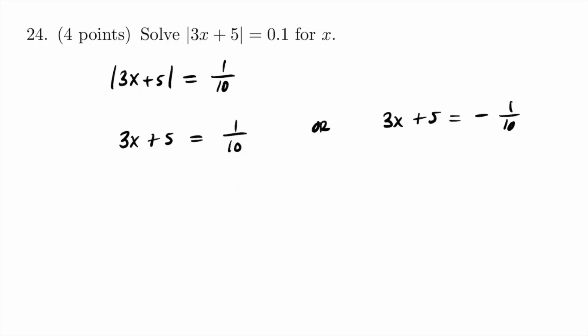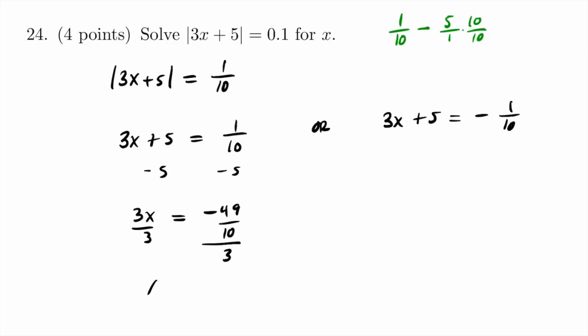And then we solve both of these equations. So subtract 5 from both sides, you'll have 3x is equal to, so here you need to use common denominators. So 1 over 10 minus 5, multiply this by 10 over 10, so that's 50. And then 1 minus 50, that's negative 49 over 10, and divide both sides by 3. So you'll get x is equal to negative 49 over 30. So that's one possible solution.